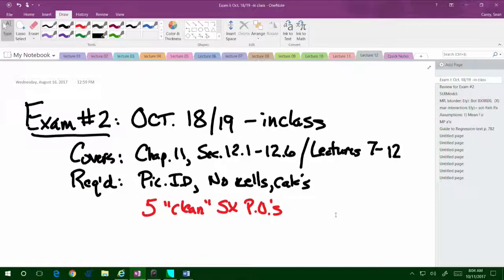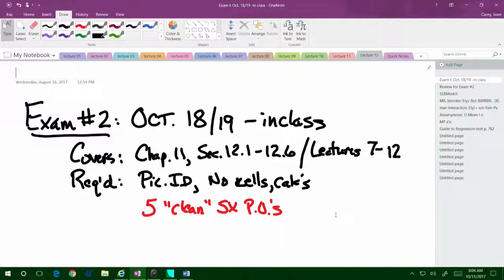And what's it going to cover? Well, Chapter 11 is the simple linear regression chapter. And then the first 6 sections out of Chapter 12, which is multiple regression. Everything here corresponds to lectures 7 through 11. And then if you count this 12th lecture, this review, 7 through 12. So lectures 7 through 12. You're bringing in a picture ID like you did on the first test.